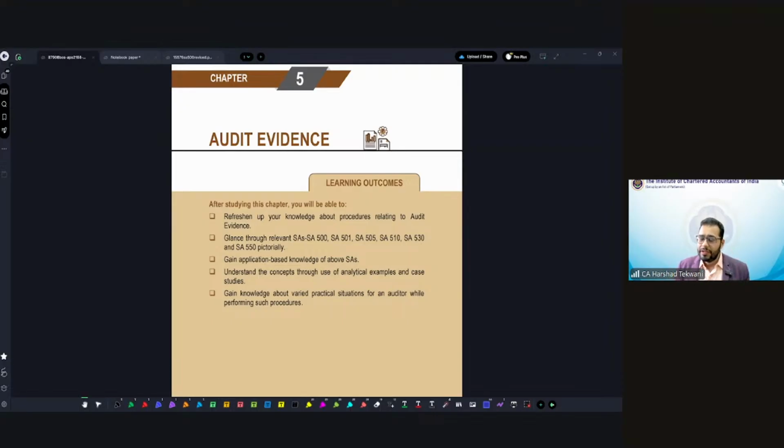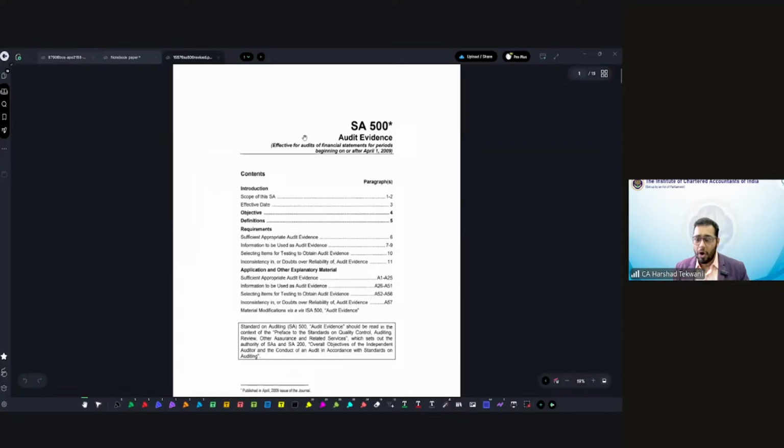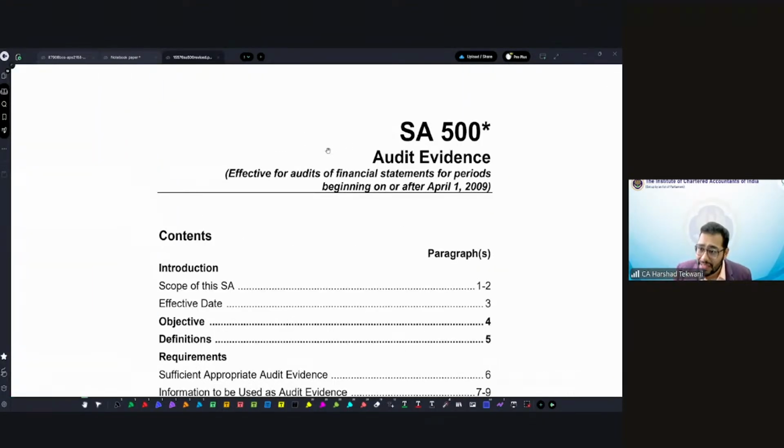So we will start first with SA 500, which basically talks about audit evidence. Now, this is a very important standard. This is a base standard for all the audit evidence. That means this standard provides what audit evidence is. We call it evidence, but how to gather that evidence is very important.